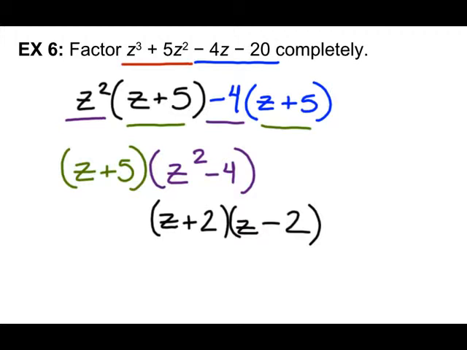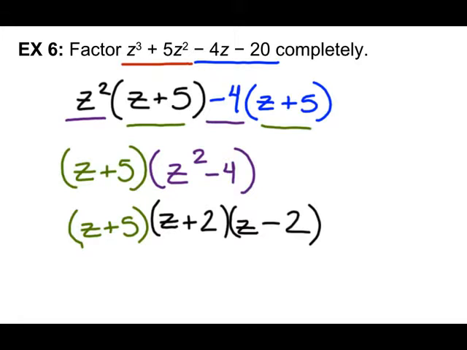Now we have to be careful when we're doing this, because we cannot forget that term that we factored out that they did originally have in common, which is z plus 5. So there is my answer: z plus 5 times z plus 2 times z minus 2. And you can put those in any order because it is commutative.